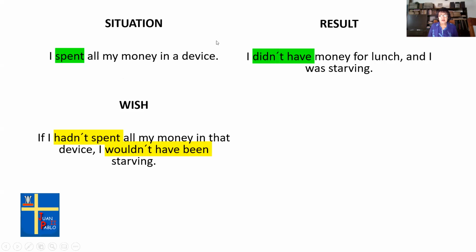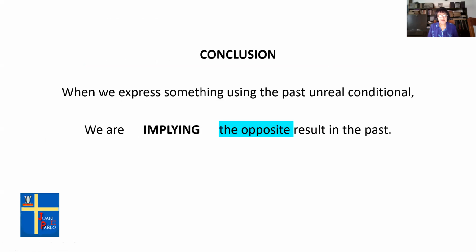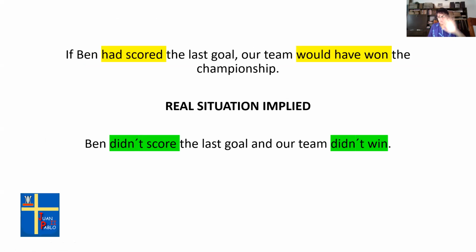Contrast the real past situation and my wish. My wish is that I want to change the past. As a conclusion, when we express something using the past unreal conditional, we are implying the opposite result in the past. Pay attention to an example. We imply, that means if we say something, it's that it really didn't happen.